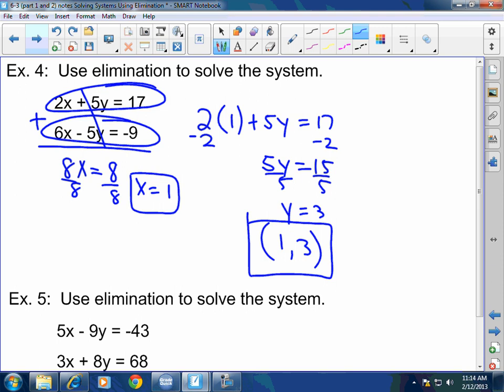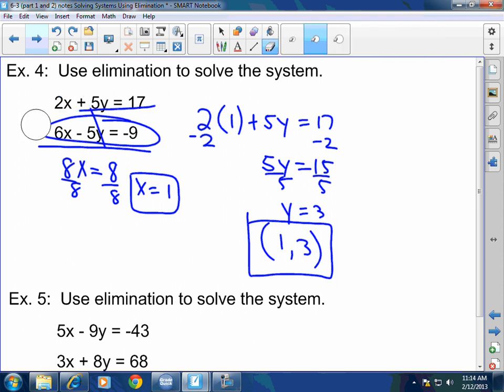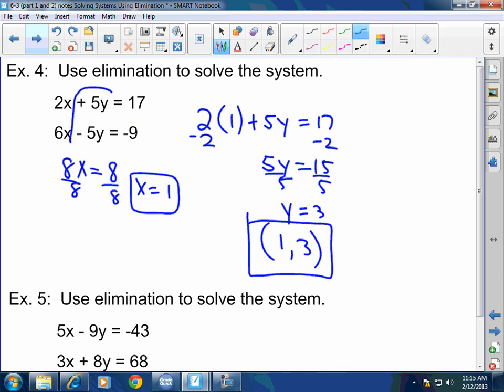I noticed that you did all this differently than exercise 2. You multiplied 3 and 2. That's because I had to manipulate the variables. If I don't have to manipulate the variables, I don't have to multiply anything. Look, in this original question, the 5y and the negative 5y already cancel, so I'm not going to bother manipulating anything.